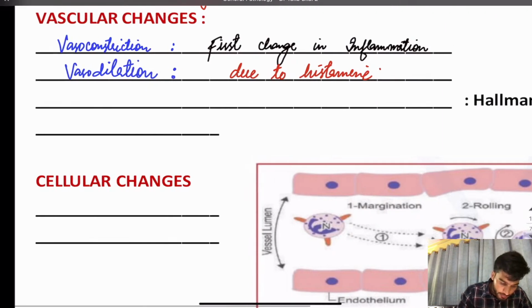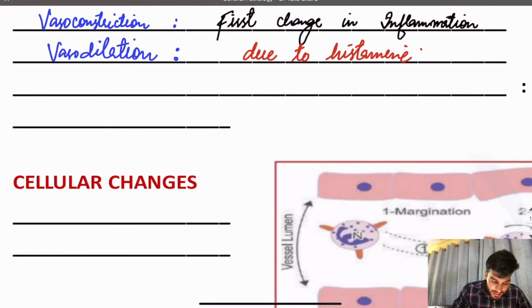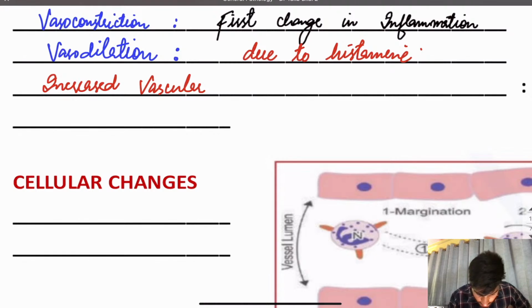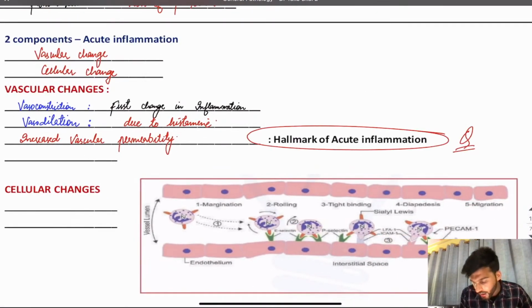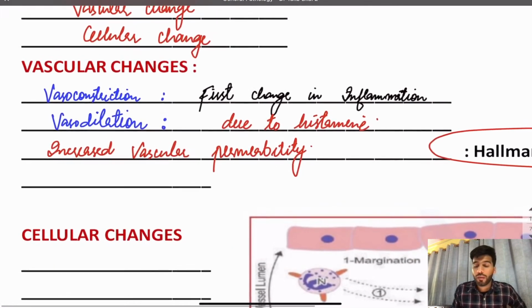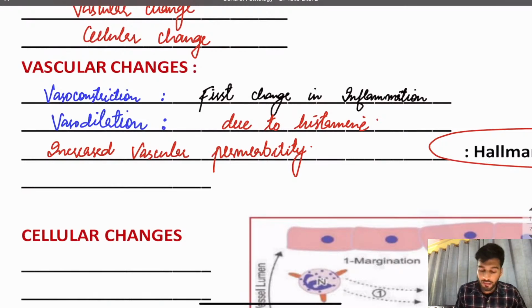Okay, moving ahead. After that, guys, there will be increased vascular permeability. More water goes inside. Remember all these four steps. Increased vascular permeability, which is a hallmark of acute inflammation. Important question: what is the hallmark of acute inflammation, guys? It's increased vascular permeability.